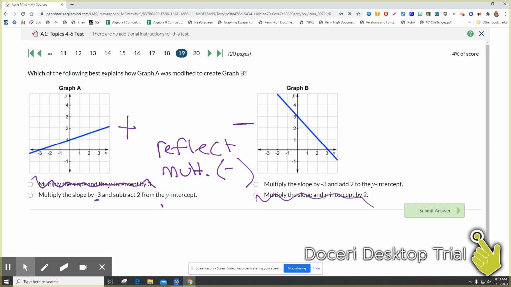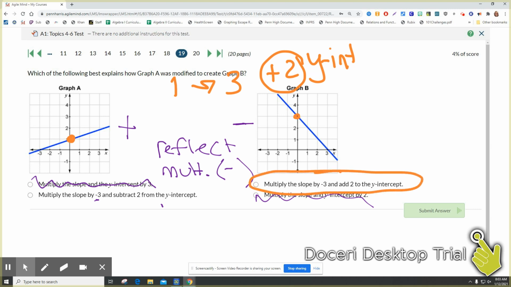So now let's look at what happens to the y-intercept. It starts at a +1 and ends up at 3. So it's going from 1 to 3. How? We're adding 2 to the y-intercept. So which one of those lines says that we're going to add 2 to the y-intercept? This one right here. See, you didn't even have to worry about the whole multiplying by 3 part. It's just the negative we were looking at.